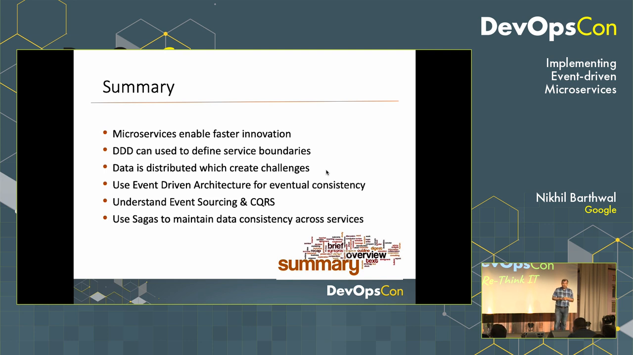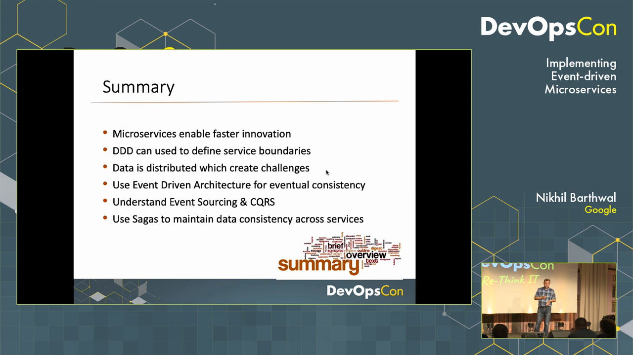To summarize, I know I've given a lot of information in a rather short time frame. I talked about how microservices enable faster innovation. We have a problem of how to create the service boundaries, so domain-driven design helps us. The data in microservices is distributed because, by nature, services are loosely coupled, but that creates a challenge. We talked about event-driven architecture that we can use for eventual consistency. That way, we can implement a distributed system with high availability without sacrificing too much consistency.